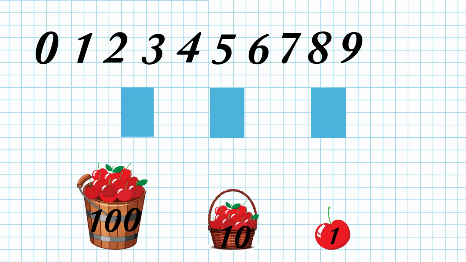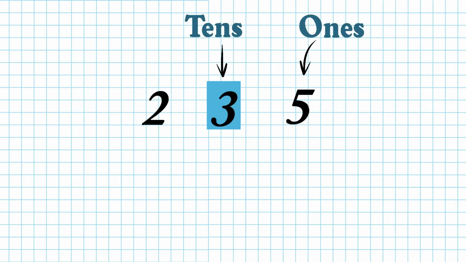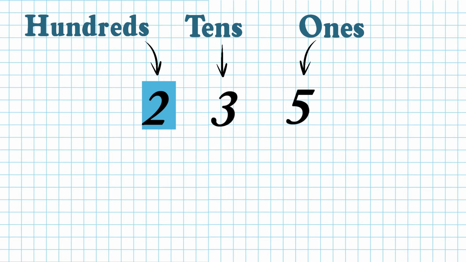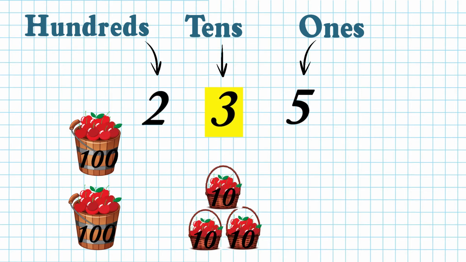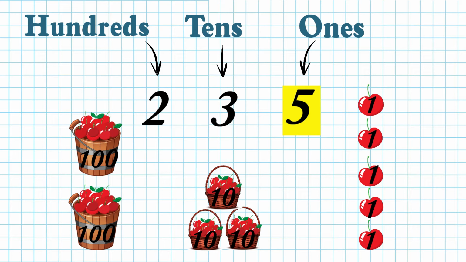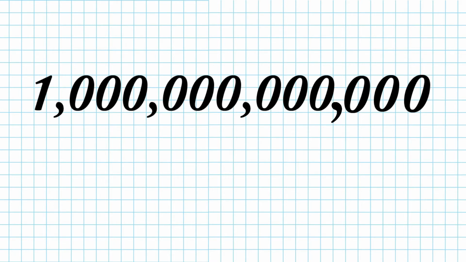We use place values to count groups of hundreds, tens and individuals, known as ones, tens, and hundreds. Hundreds are used to count groups of 100, tens to count groups of 10, and ones to count individuals. How amazing is this that by using only 10 digits, we can count up to 1 trillion and further.